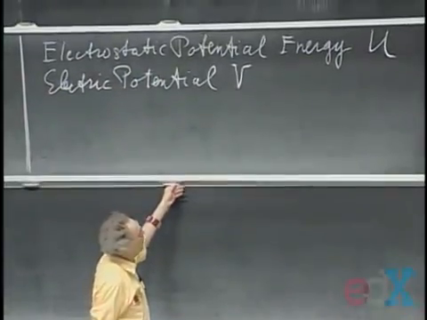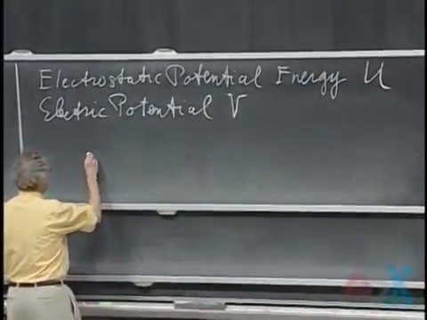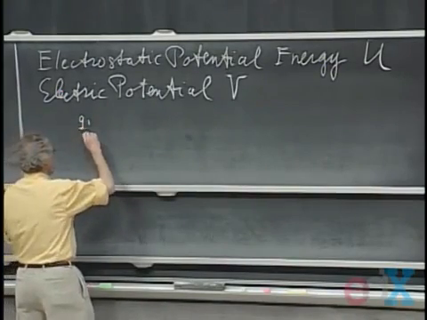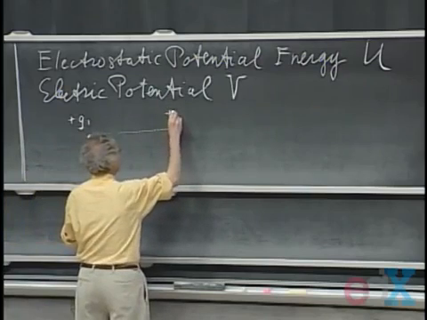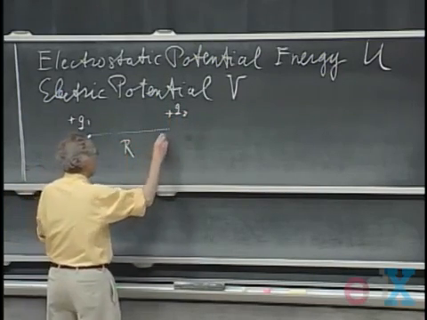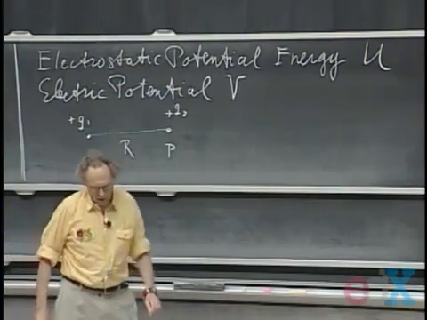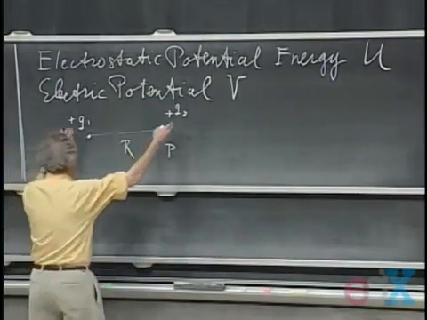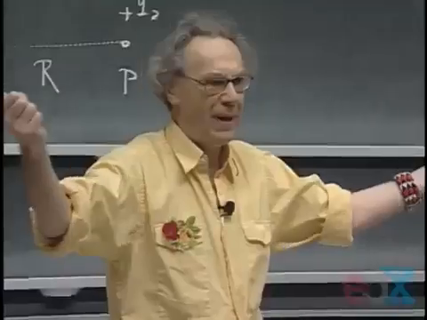Imagine that I have a charge Q1 here, and that's plus charge, and here I have a charge plus Q2, and they have a distance r apart, and that is point P. It's very clear that in order to bring these charges at this distance from each other, I had to do work to bring them there, because they repel each other.